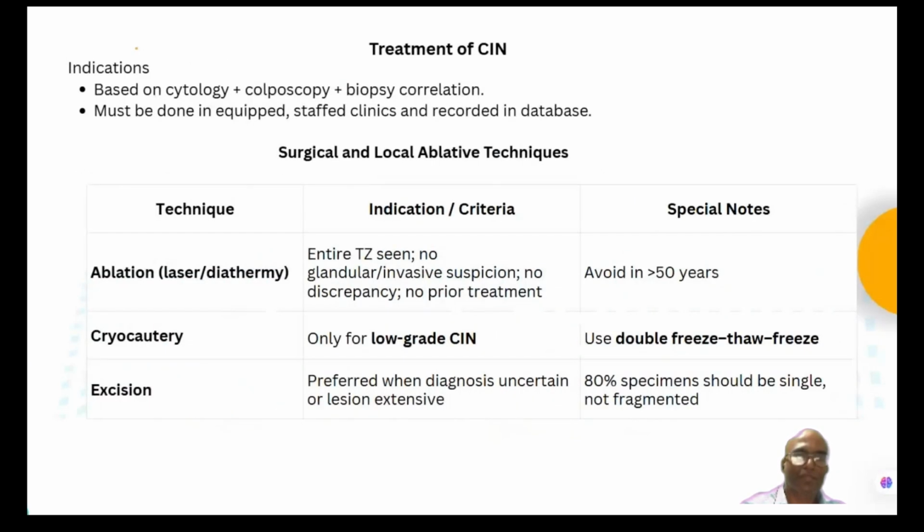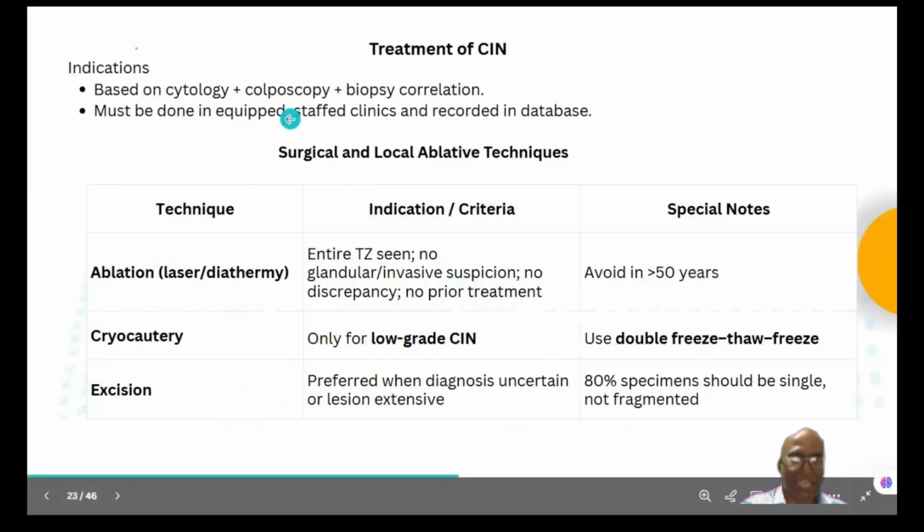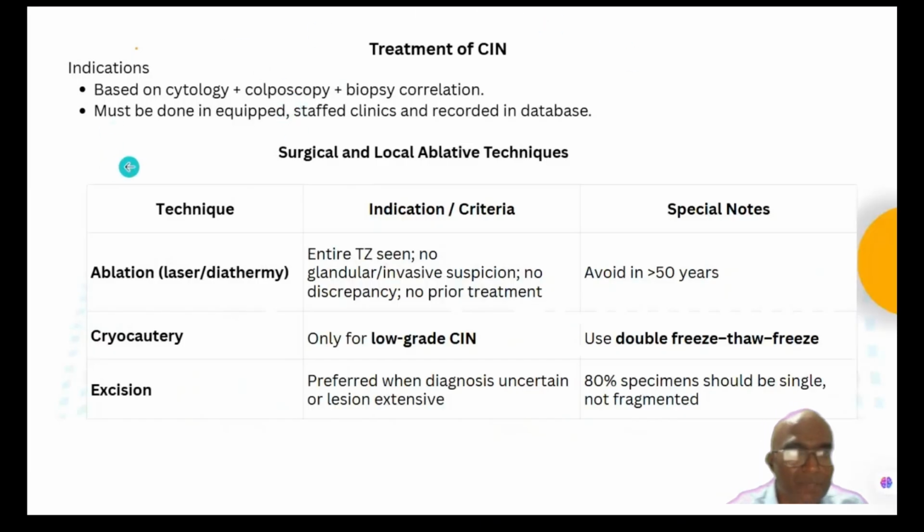Now, what is the treatment of CIN? Treatment of CIN will be based on the cytology, colposcopy, and the biopsy correlation. All these three things are important. They must be done in equipped staff clinics and recorded in the database. Now, from here onwards, the information is going to be very important from your part 2 point of view. They will ask you about the next step, and there are various flow charts.